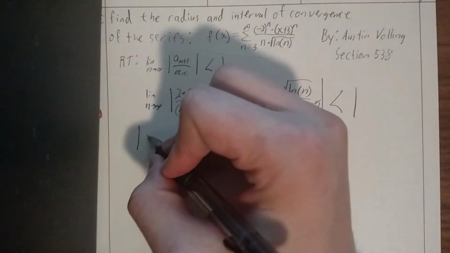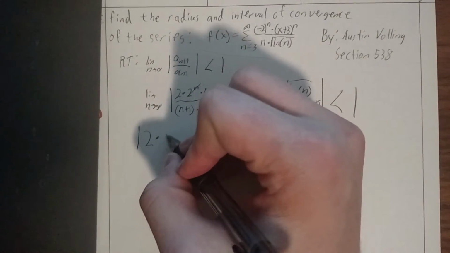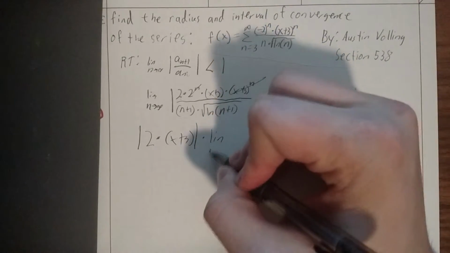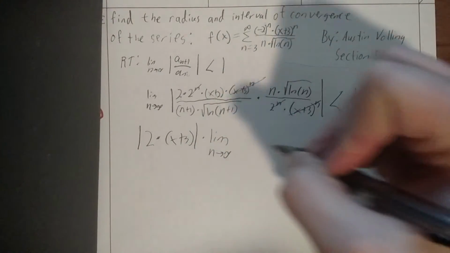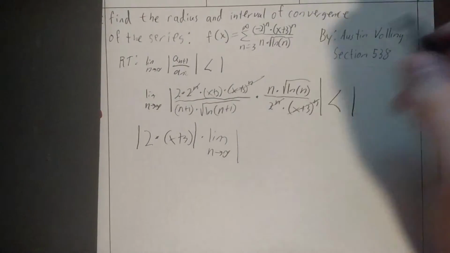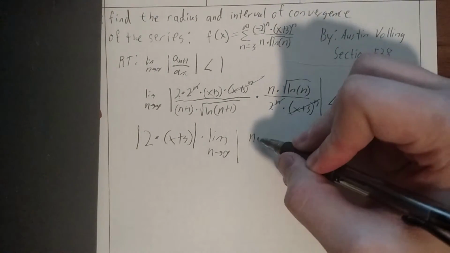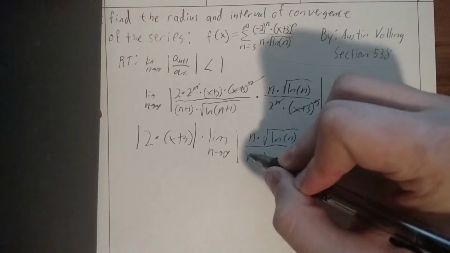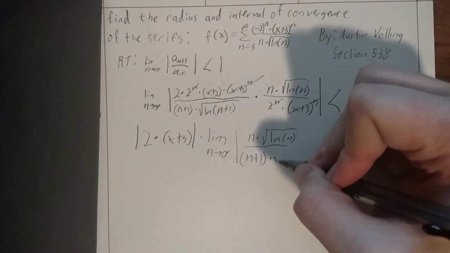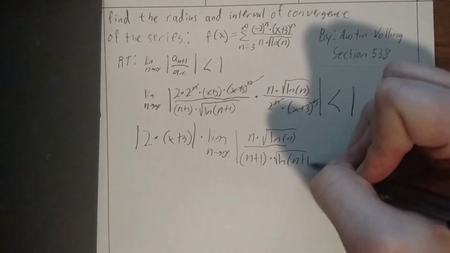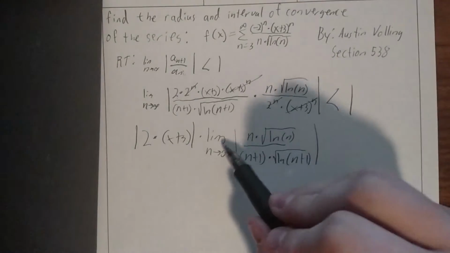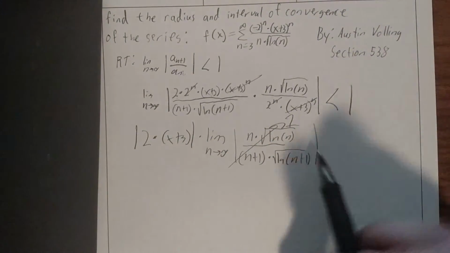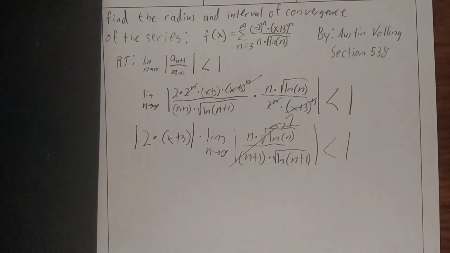So we have the absolute value of 2 times x plus 3 times the limit as n approaches infinity of the absolute value of n times the square root of the natural log of n over n plus 1 times the square root of the natural log of n plus 1, which this limit approaches to 1. And this whole expression is less than 1 if the series converges.